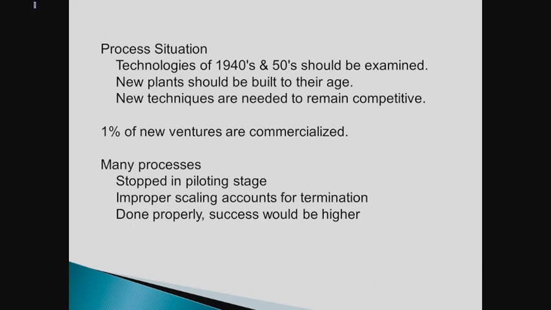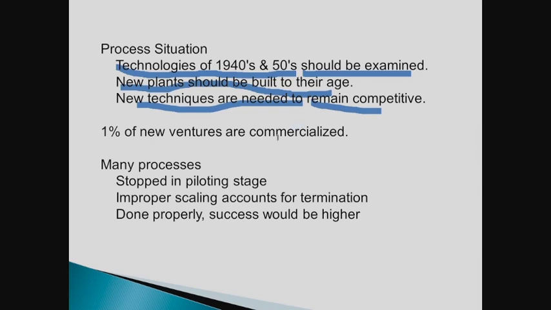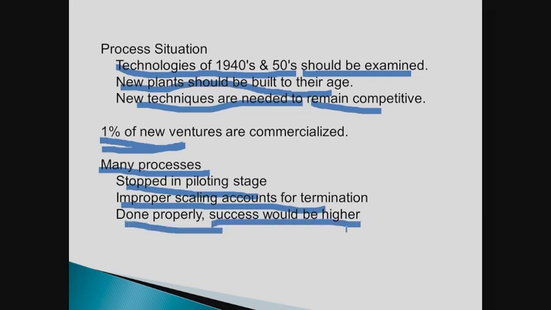So we have a situation where some technologies are from the 1950s, 1940s. These should be examined. New plants should be built to their age. 2020 plants should be built on 2020 technology. New techniques are needed to remain competitive. Failure rate: 1 out of 100 makes it, right? So the failure rate's interesting. Many processes are stopped in the piloting stage due to improper scale-up. If done properly, success would be a lot higher.